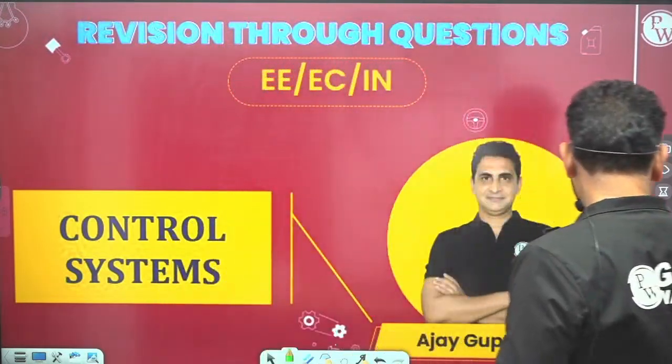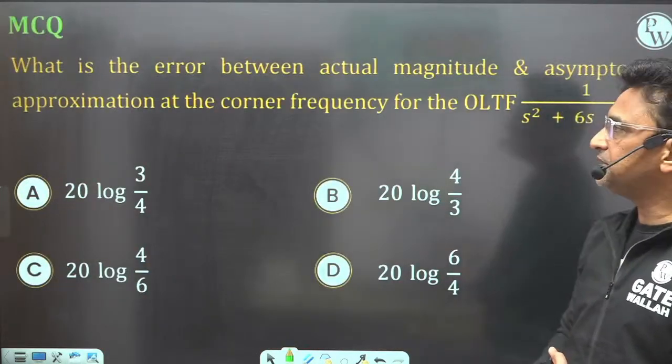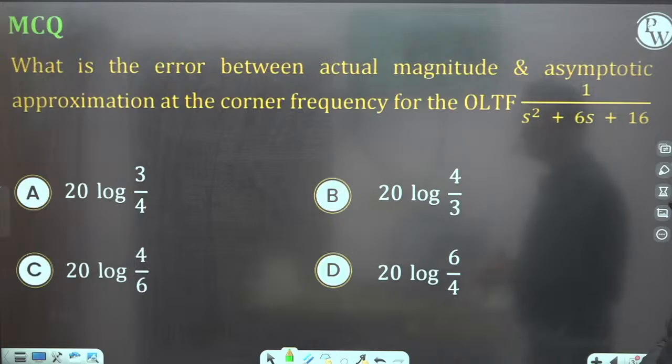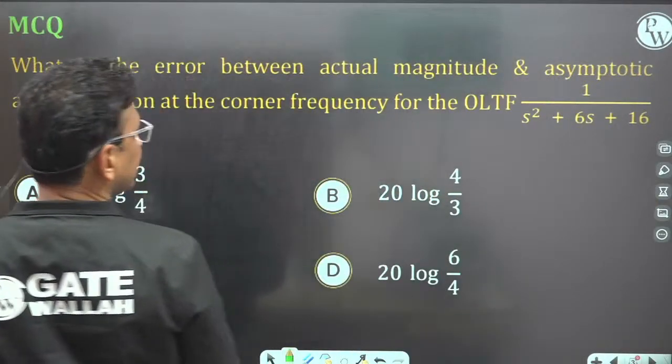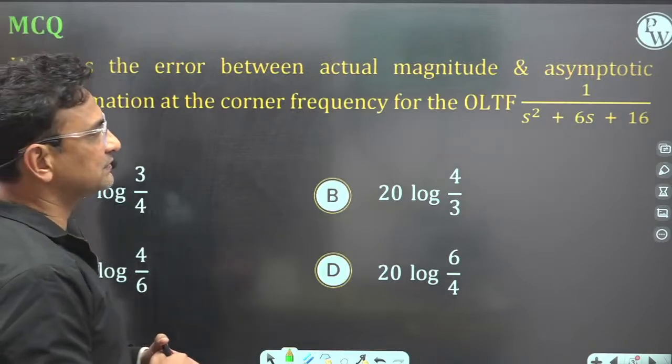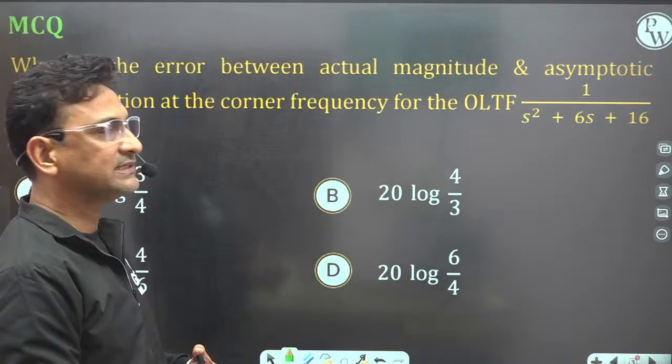This is the first question of today's class. This question is an MCQ type. The question says, what is the error between actual magnitude and asymptotic approximation at the corner frequency of open loop transfer function 1 upon s square plus 6s plus 16?